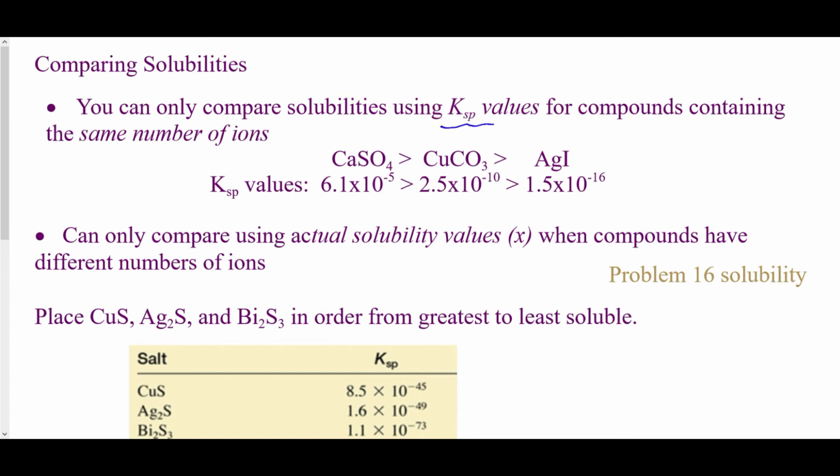One where you're using the KSP values. That can only be used if you have compounds containing the same number of ions. For example, calcium sulfate is going to create 2 ions. Copper 2 carbonate is going to create 2, and silver iodide is going to create 2. Then we can compare our solubilities. The most soluble is the calcium sulfate because it has the largest KSP value, where silver iodide is the lowest.